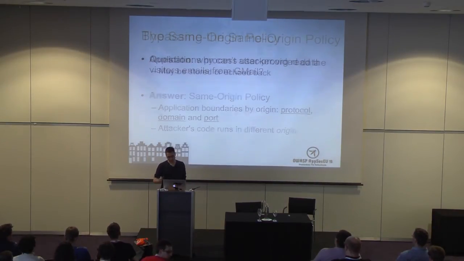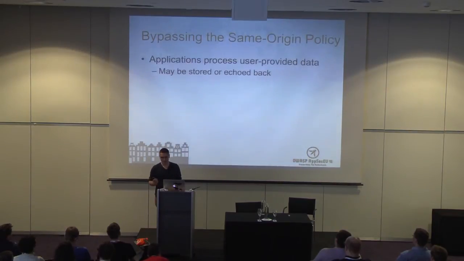And the attacker's code simply runs in a different origin, so you can't actually access it across these boundaries. How can we actually bypass the same origin policy? There are a couple of ways of doing that on purpose, if the developer really wants to do it. But more so, obviously, XSS is a problem.